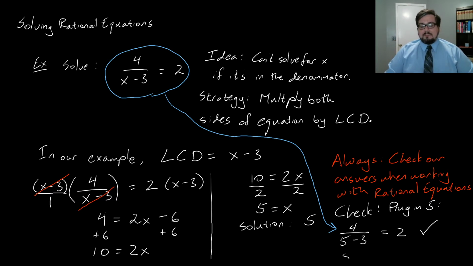So 5 is indeed a solution, because when we plugged 5 in, we got a true statement when we plugged it into the original equation. So this is the basic idea behind solving rational equations. There are really only two things that you need to remember. First, we need to multiply both sides by the least common denominator in order to get all of the variables out of the denominators. And second, we need to check our answers. And this last step is actually essential. And let's see why with another example.